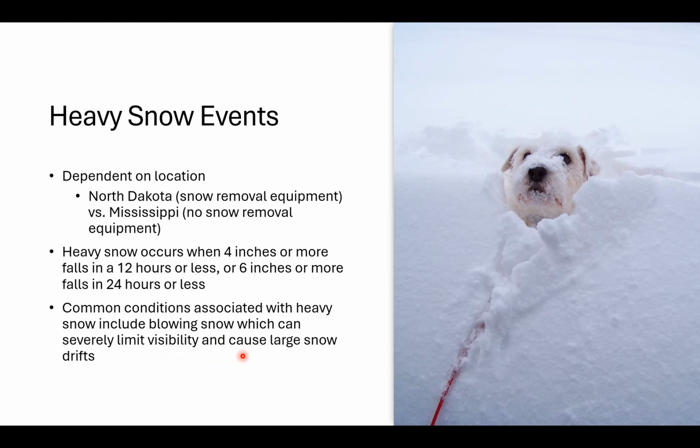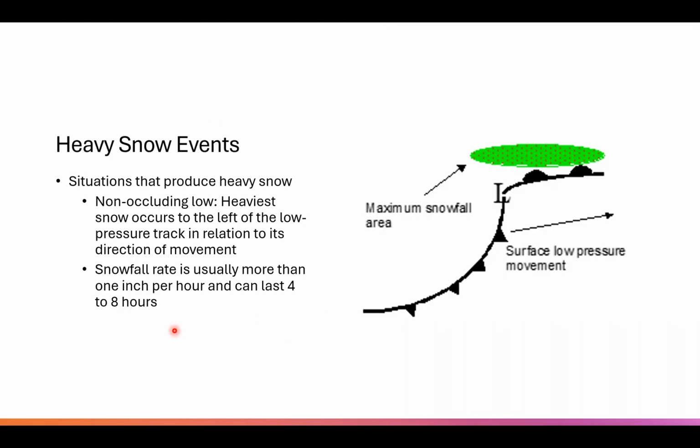It can severely limit your visibility. It can cause large snow drifts. I remember driving in December one time around the holiday back in the Midwest, and literally the snow was blowing across the road so bad, you couldn't even see where the road was. Now that's scary. So what are the situations synoptically that produce heavy snow events?